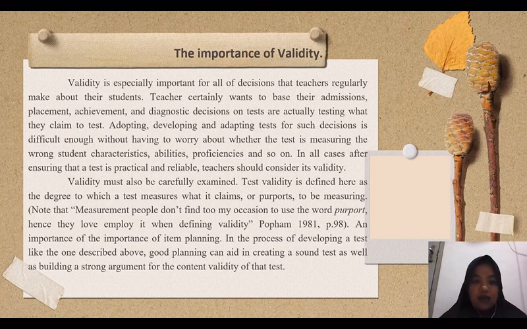The importance of item planning. In the process of developing a test, like the one described above, good planning can aid in creating a sound test as well as building a strong argument for the content validity of the test.